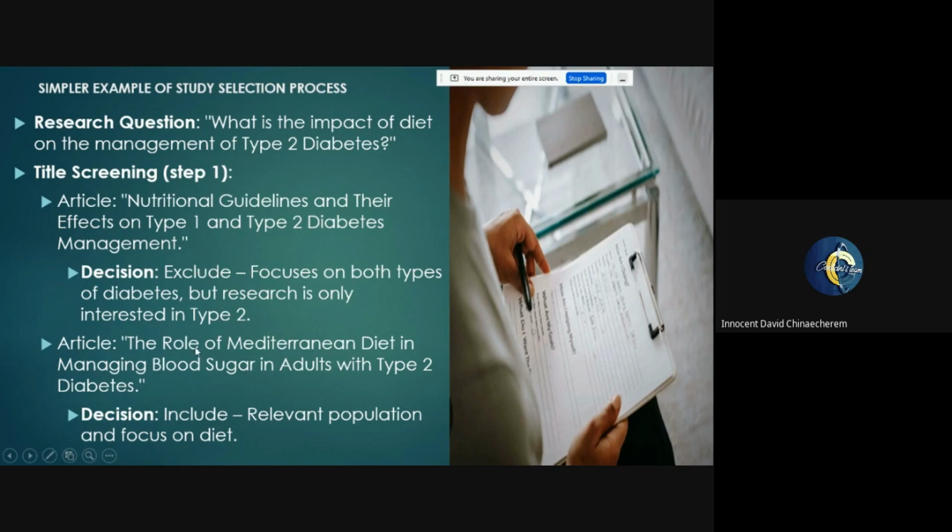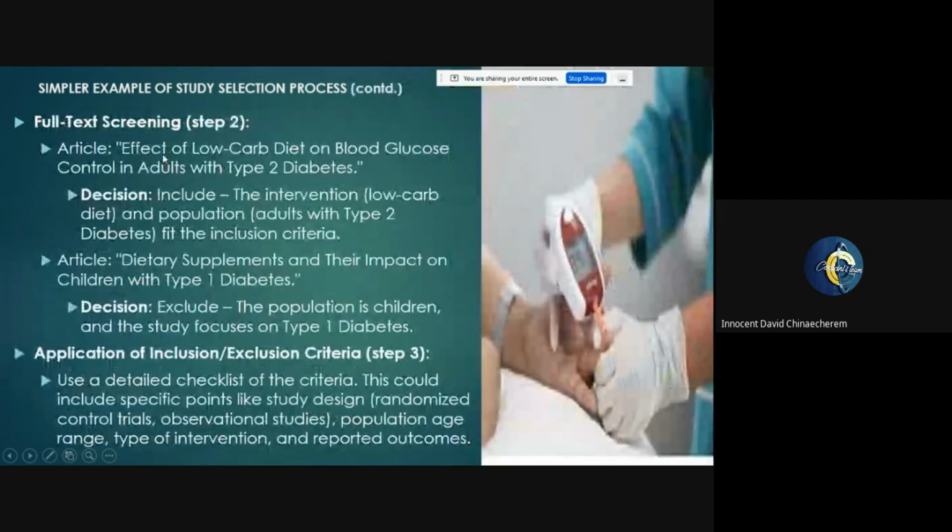Exclude. And let's say we saw another article saying the role of Mediterranean diet in managing blood sugar in adults with type 2 diabetes. The decision is to include, because it's relevant to our population and it focuses on diet. And again, let's say we are now looking at another article when we open the full text, and the title is talking about the effect of low carbohydrate diet on blood glucose in adults with type 2 diabetes. Our decision is going to be to include it, because the intervention, low carb, and the population, adults with type 2 diabetes, fit our inclusion criteria.